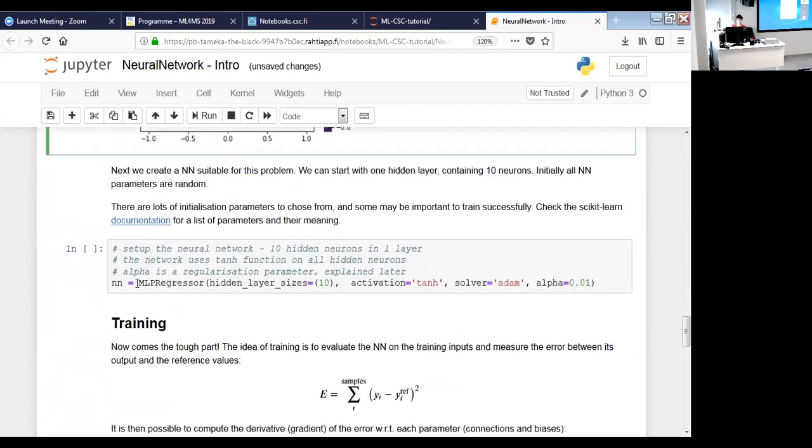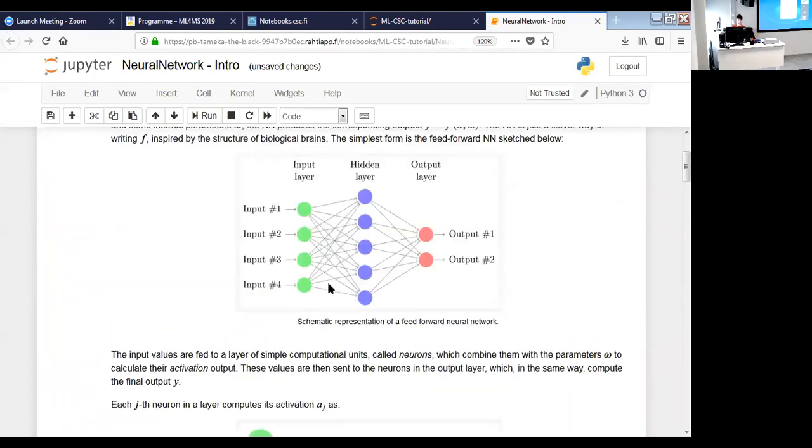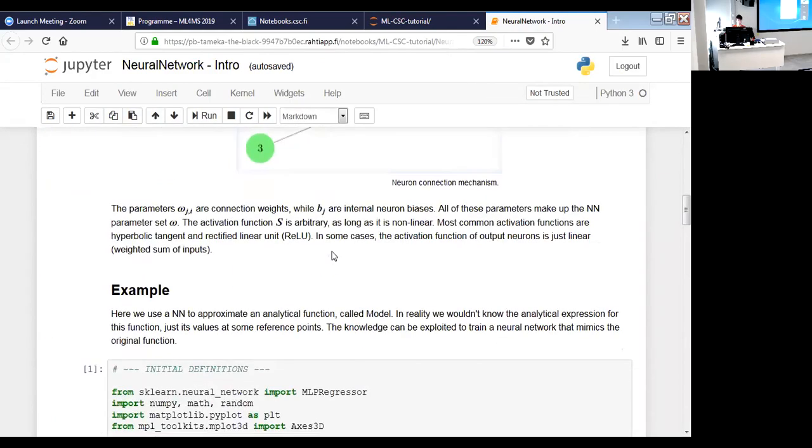Right. So now we use scikit-learn to create a multi-layer perceptron, MLP. It's a fancy name for a neural network. And it's going to have one hidden layer of neurons with 10 neurons inside. So it's exactly this architecture here with 10 guys in the blue layer. And there's going to be 2 inputs, X and Y, and 1 output, the value of the function.